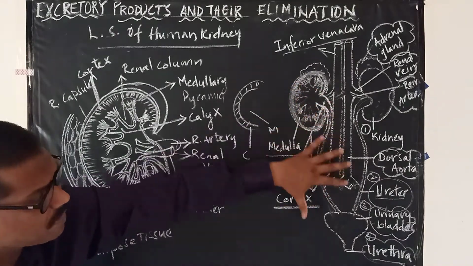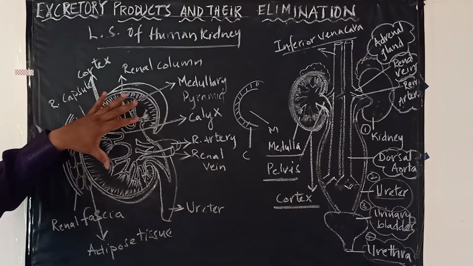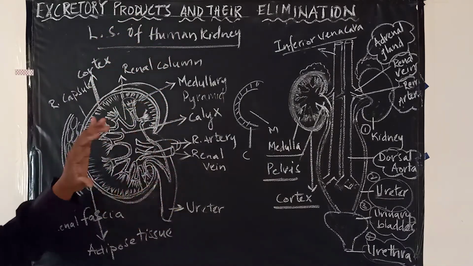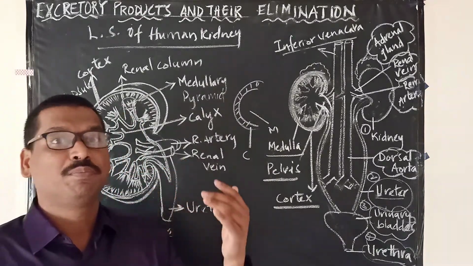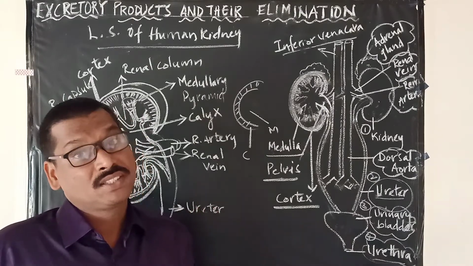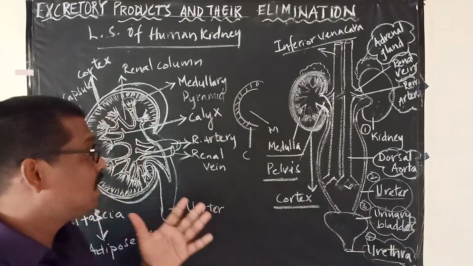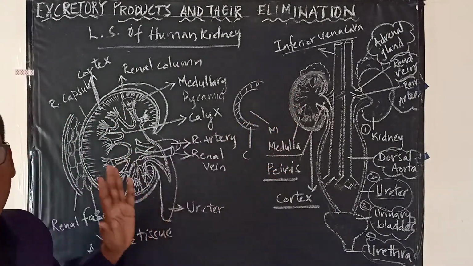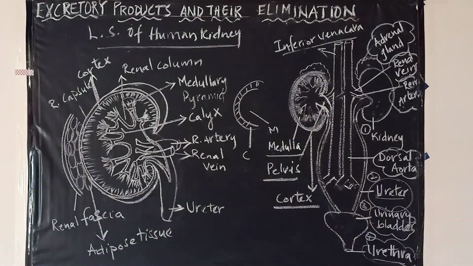So here, keeping this image or these parts in our mind, now let us discuss the LS of the human kidney. Before that, we will look at the color, the shape, where these kidneys are present in our body, the size of these kidneys, the weight of the kidneys, and what these two parts contain which we have called cortex and medulla. We are going to discuss those parts in this video.